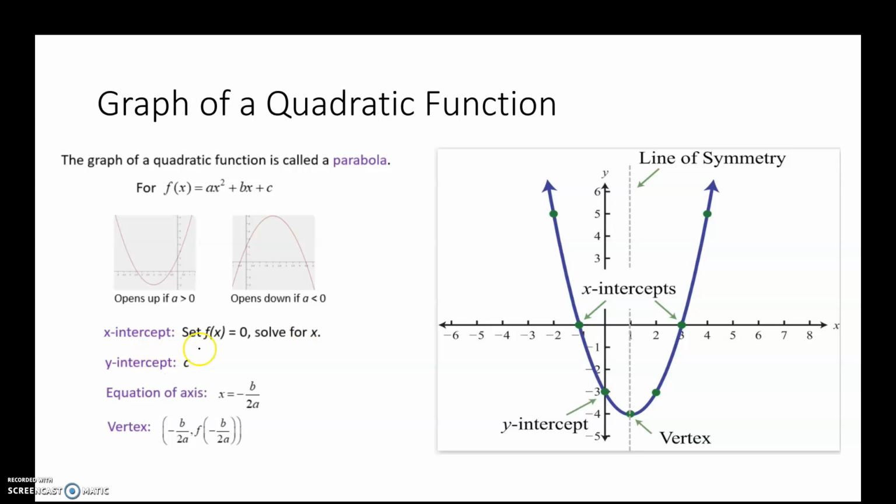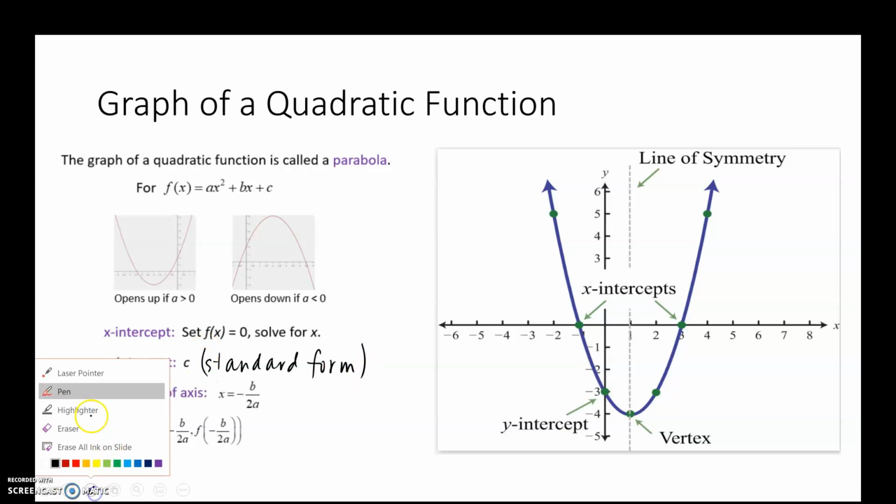To find your x-intercepts, we set the function equal to 0 and solve for x. In standard form, the y-intercept is just the value of the constant. Okay, the constant is the number by itself. Our axis of symmetry was the vertical line through the x-coordinate of the vertex. That's what some of you missed on the form as we've been working on it. And then here's just everything put together.